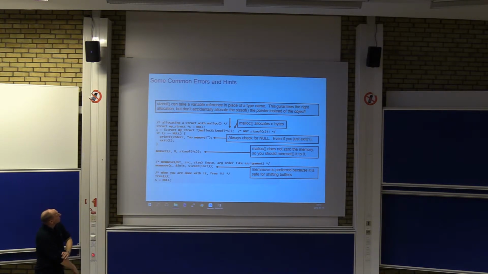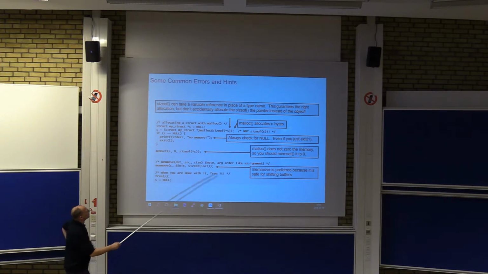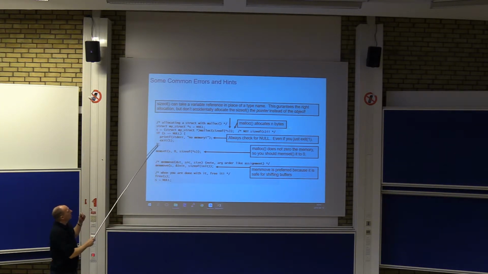So some common errors. Always check for null if you allocate an object like that. If it was null, that means that there was a problem, and then you could print out some error message, and I think the best way is just to exit in most cases, if you can't deal with it gracefully.